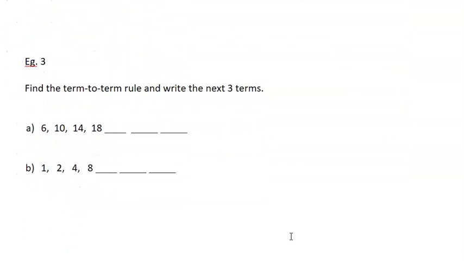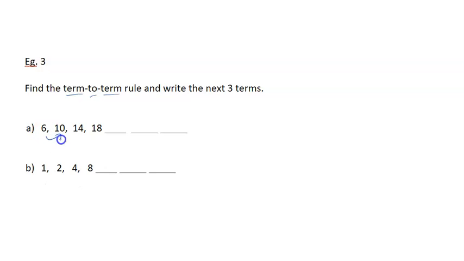Okay, so example 3, find the term-to-term rule and write the next 3 terms. So straight away, it's given us a clue. If it's term-to-term, that means that it has to be a common rule from one term to the next that's repeated all the way through the sequence. So that's firstly the clue.